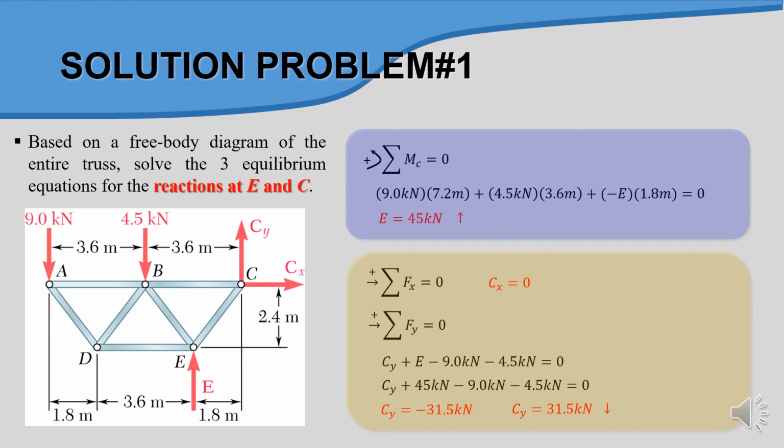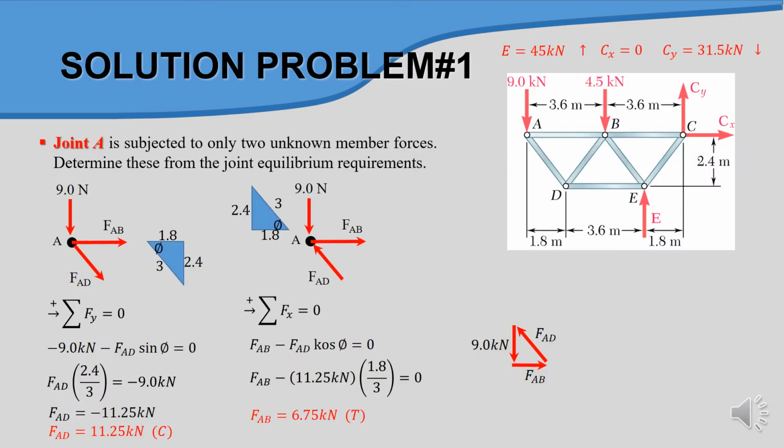So for the reactions at points E and C, by using this method we can easily get the values. Next we will start at joint A to get the values of the two unknown member forces. You can start at joint D, E, B or C, but if you start from those joints, it will become more difficult because of the many unknown members.